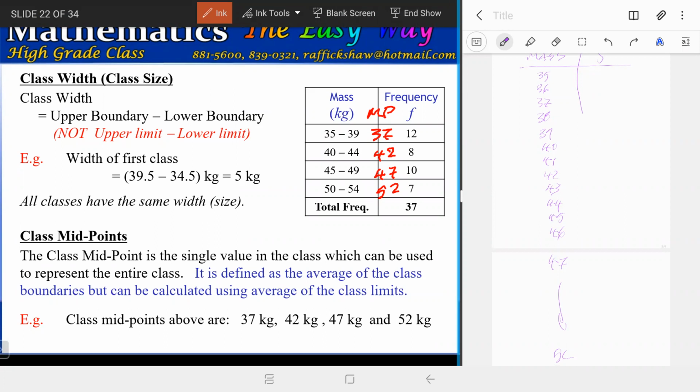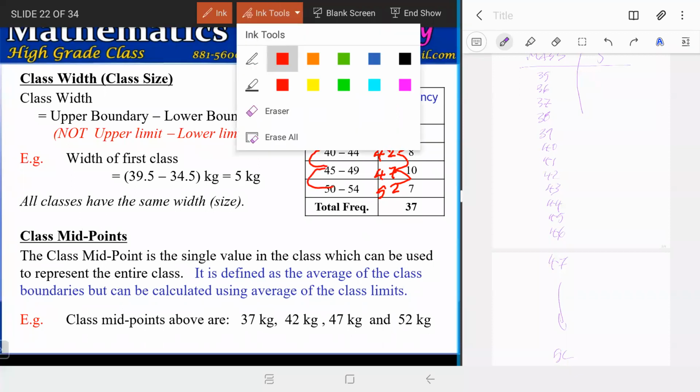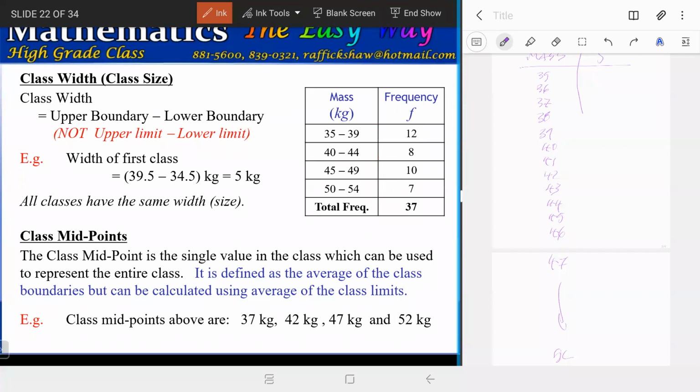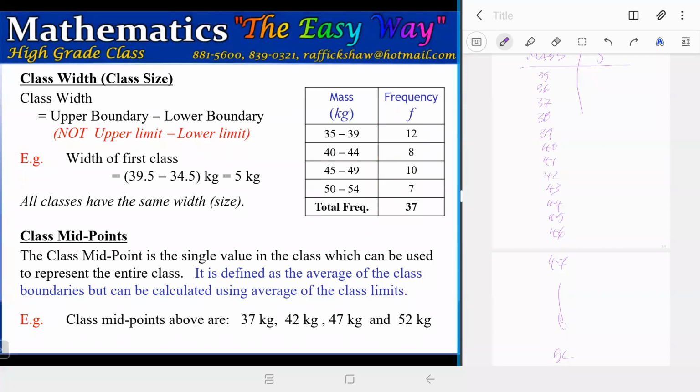So we calculate the first one. I don't have to calculate the rest. I just keep adding 5, because I realize that these values are going up by 5. The midpoint also will go up by 5. Those are the midpoint values, guys.